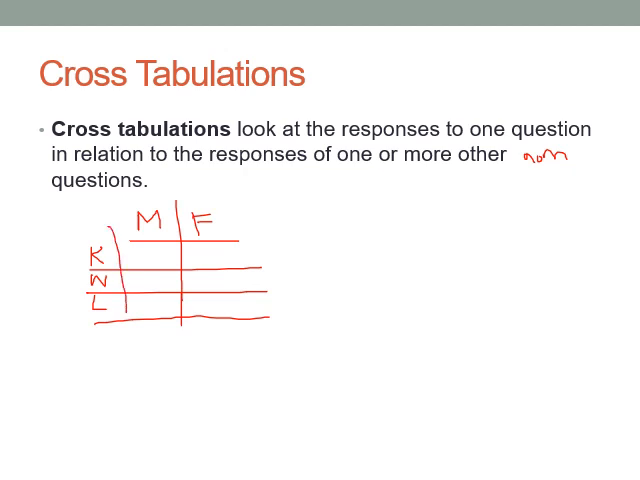When we set up a table like this, we are looking at the answers to one question in relation to the answers to a second question. So how do these two things combine to affect the answers that we saw on our survey? And when we do this, this is called a cross tabulation.